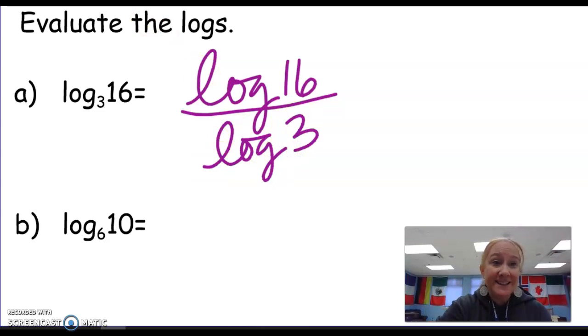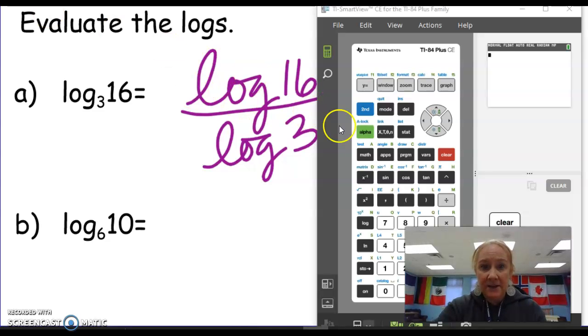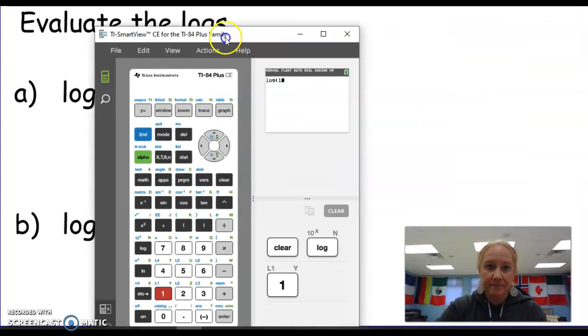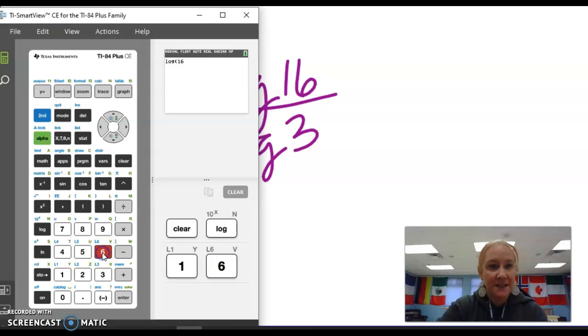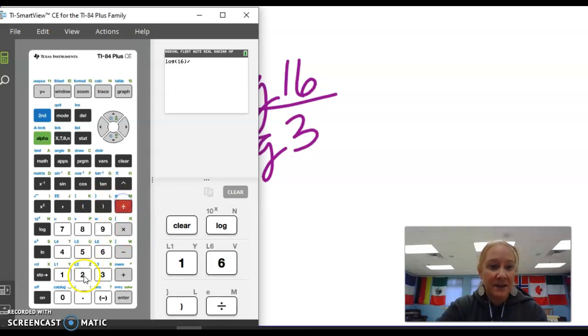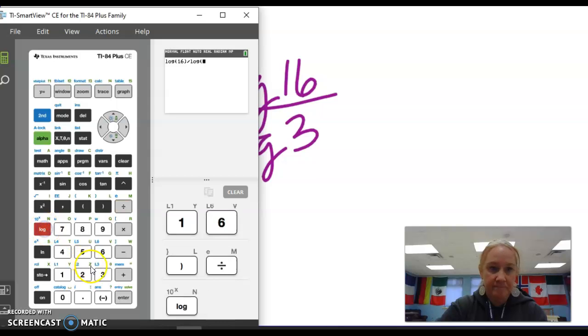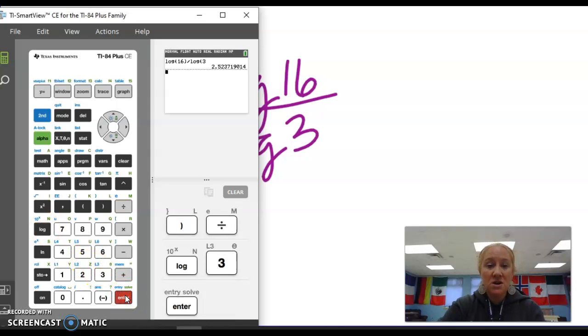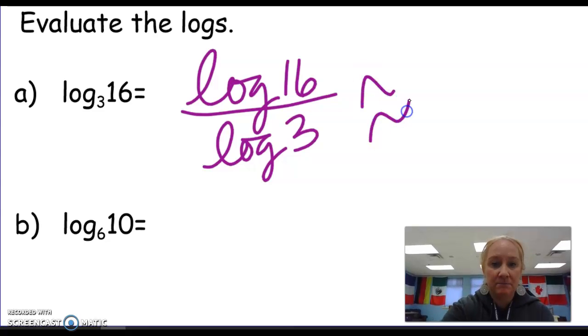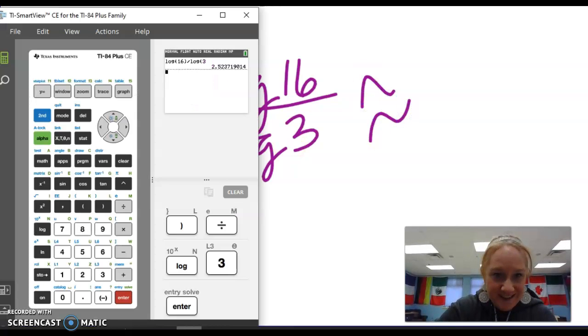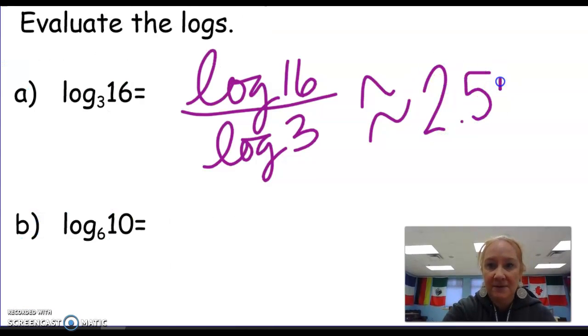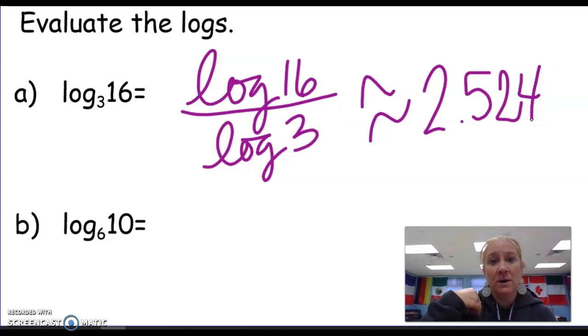Then you pull out your handy dandy calculator. All right, there's my handy dandy calculator. So then I find, where's the log button? Right here. So I go log of 16. Let's see if it works if I go over here. Log of 16. Okay, close that. Divided by log of 3. Awesome. So that's about 2.524. Okay, but what if I didn't want to write log?